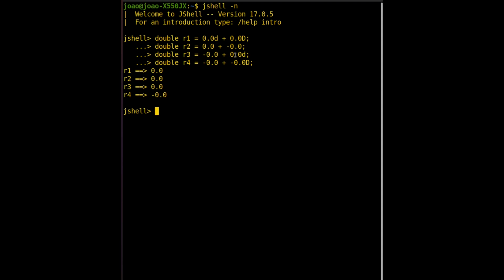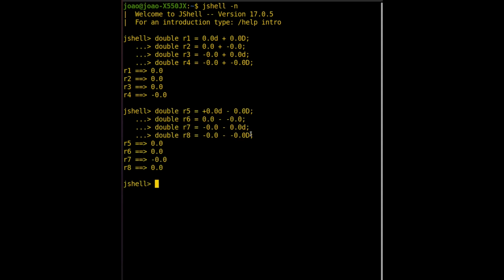I just turn it around, and a negative, and as you can see, R1 gave me 0.0, R2 0.0, R3 0.0, and R4 the only one that gives me a negative. Well, I added two negatives. The others, even if I added a positive to a negative, and a negative to a positive, gave me positive zeros. Interesting results, that.